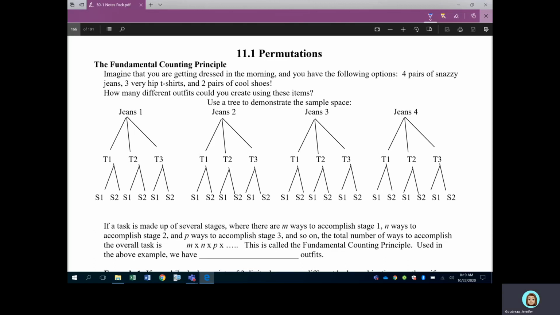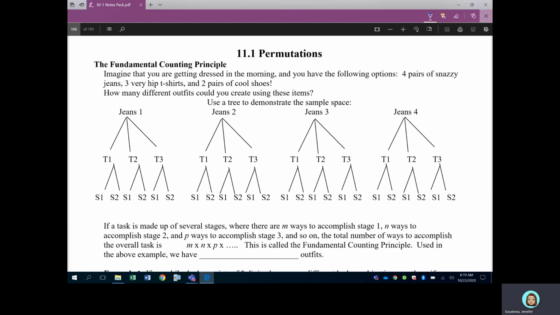In 11.1 and 11.2, we are going to learn about permutations and combinations. What this means is that we are counting the number of ways that we can collect and organize items. Both permutations and combinations are applications of the fundamental counting principle. So that is where we are going to begin.